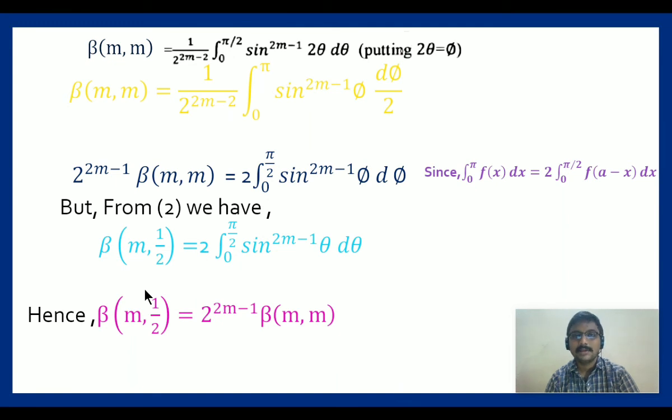So this is the concept about the relation between beta and gamma functions, and the problems related to the relation between beta and gamma functions using other forms of the beta function.